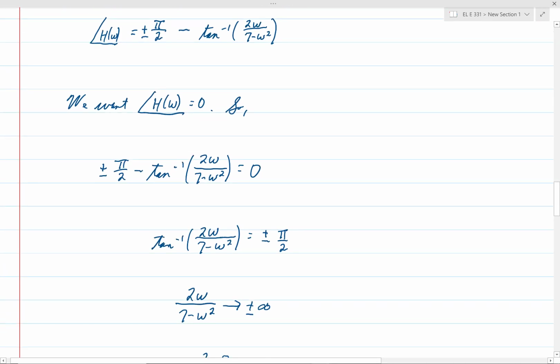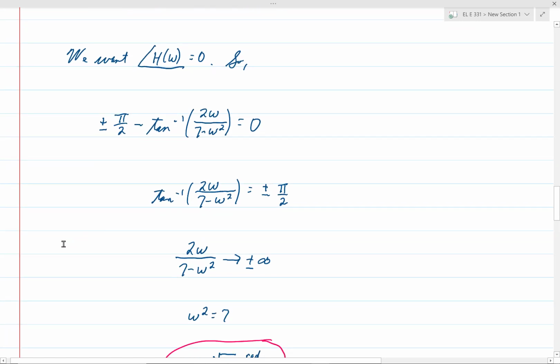So obviously, that means that the inverse tangent of 2 omega over 7 minus omega squared is equal to plus or minus pi over 2. And to make the inverse tangent go to plus or minus pi over 2, we need this term in here to be going to plus or minus infinity. And the way that we make that happen is by setting this denominator here equal to 0.